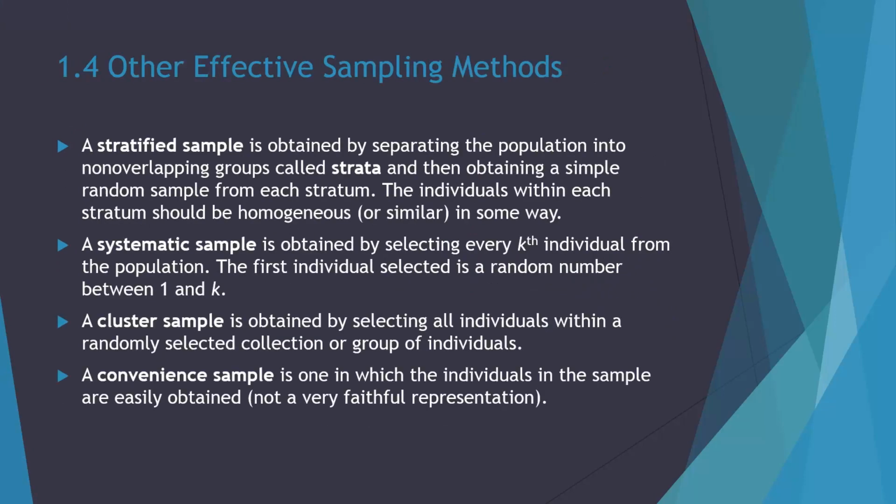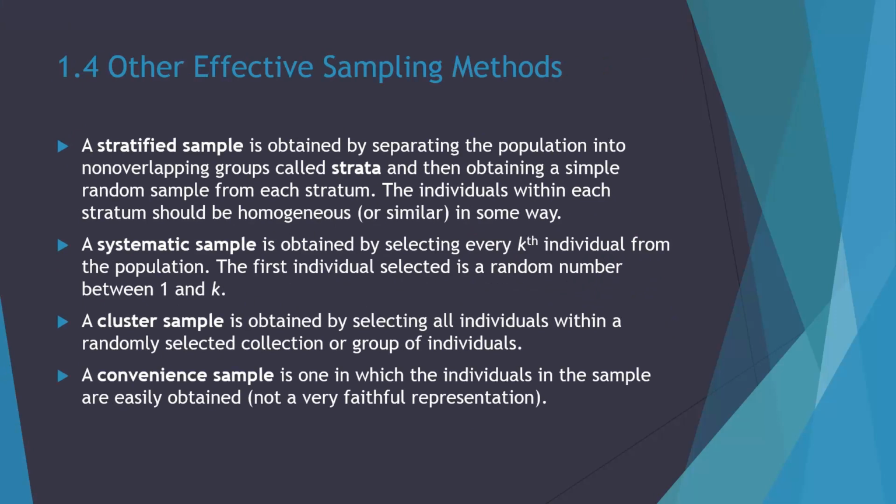Section 1.4 just looks at other effective sampling methods. A stratified sample is obtained by separating the population into non-overlapping groups called strata, and then obtaining a simple random sample from each stratum. So the individuals within each stratum should be homogeneous or similar in some way. That's one type of sample.